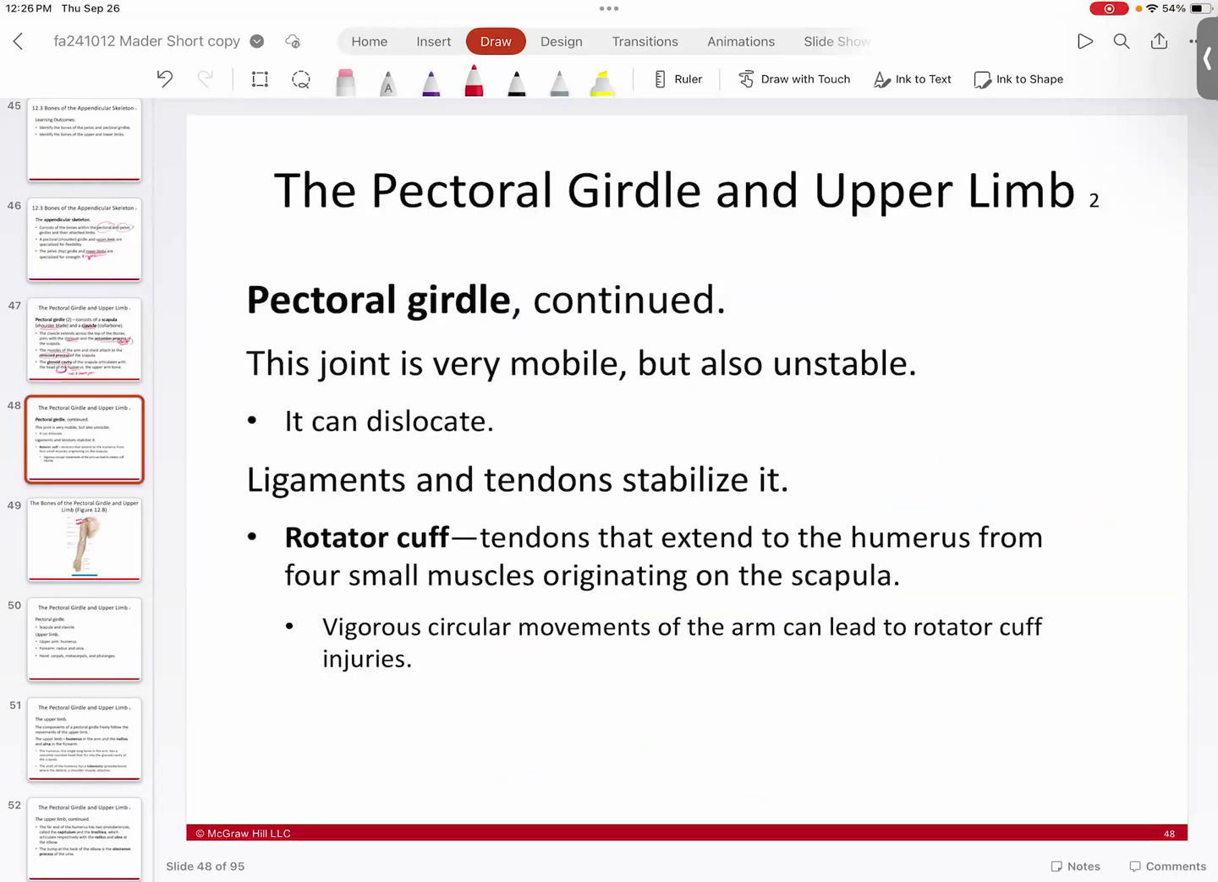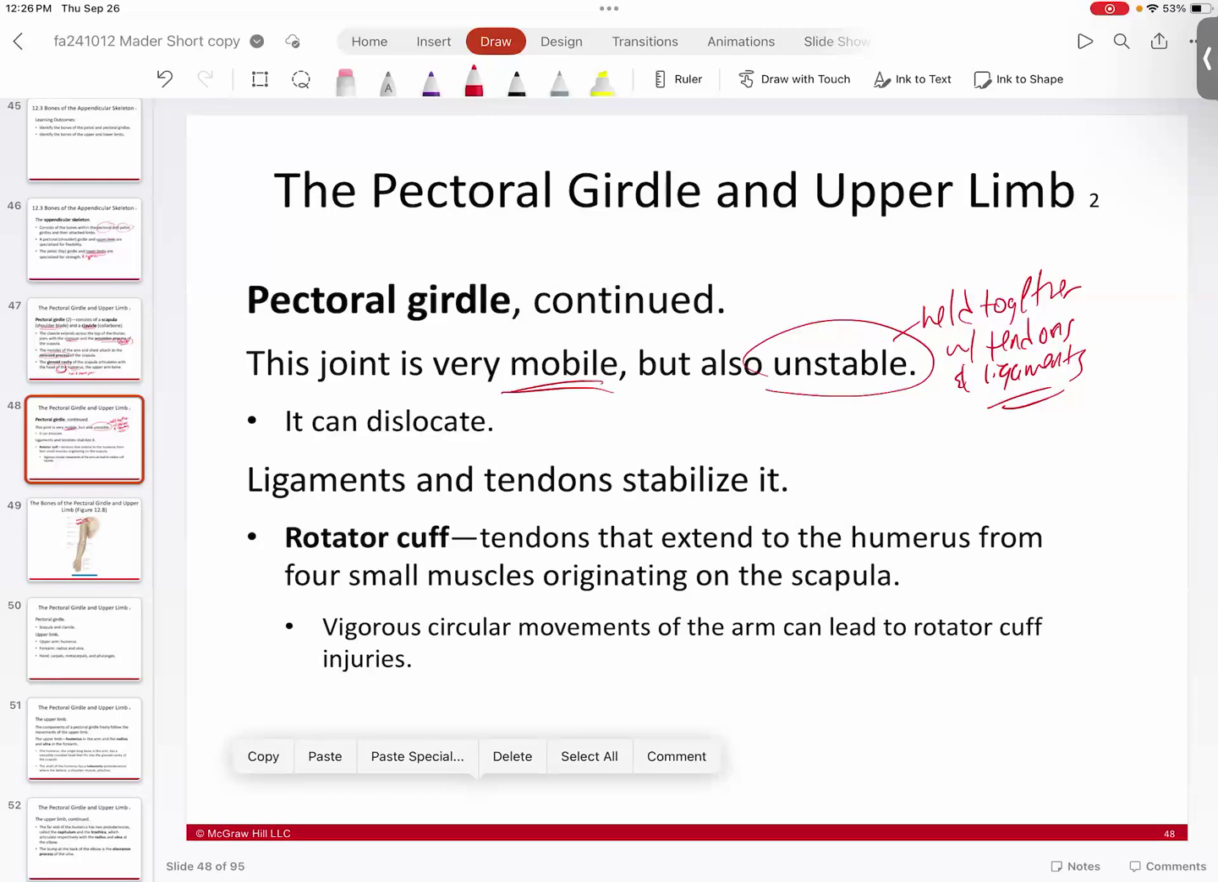So your shoulder joint is very, very mobile. But the problem is it's also very unstable, right? It's basically held together with tendons and ligaments. So it can dislocate very easily, right? So your tendons and your ligaments are what stabilizes it. As a matter of fact, you also have some muscles that stabilize it.